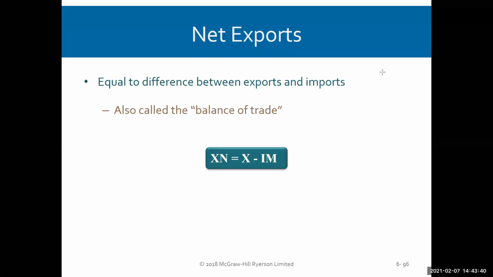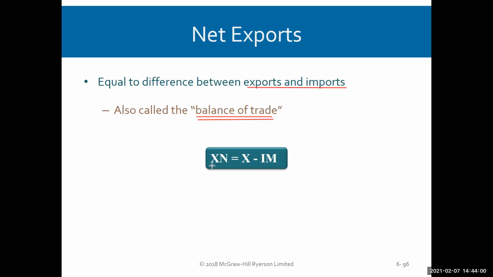Now, we said we were going to introduce net exports because we want to look at not exports alone or imports alone, but the combination of both of them together. One's a leakage and one's an injection, so we have to net them out or subtract them. And it's also called the balance of trade. You'll hear this term a lot. The balance of trade or net exports means the same thing.